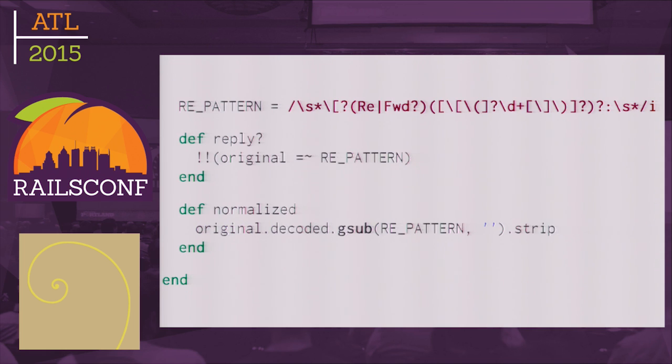Here's the back half of subject, which has those methods that we saw, including that regex. And all the code related to subject lives in the subject object. So you can just ask a subject if it's normalized. If you have a string floating around, you don't have to go call a class method on the message.